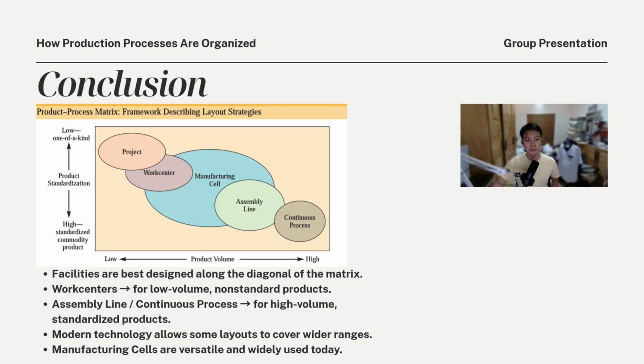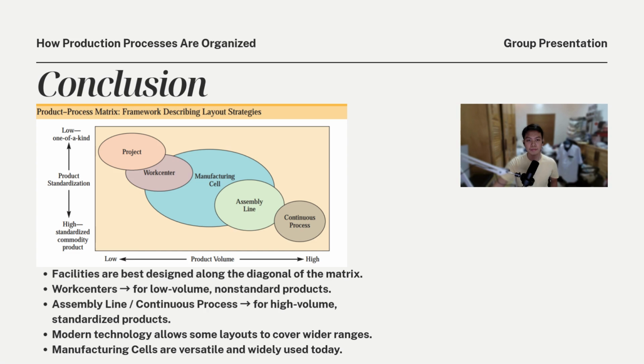So, in conclusion, to sum up everything, the product process matrix helps managers match the right production process with the type of product and its demand level. This way, businesses can balance efficiency, flexibility, and cost in their operations.